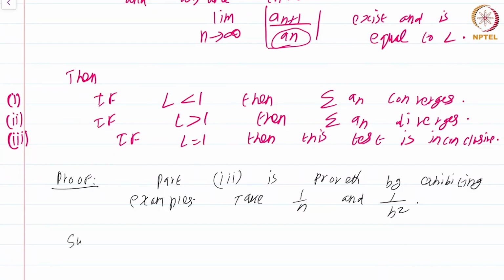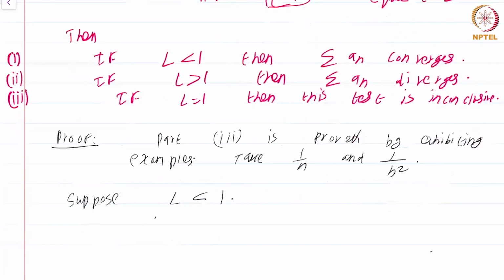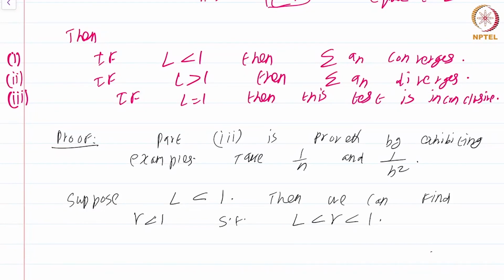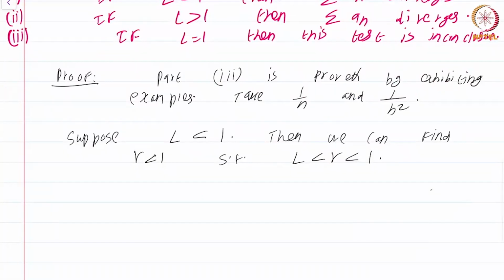Now, suppose L is strictly less than 1. Then we can find r less than 1 such that L is less than r is less than 1. You will understand in a moment why I have chosen this r this way and why I have used the notation r.